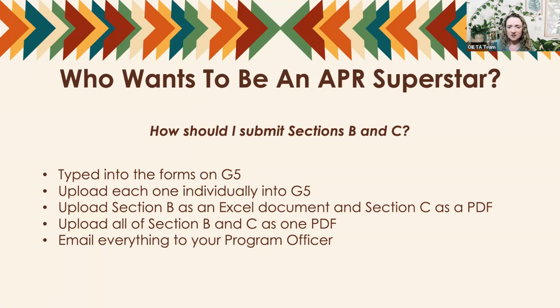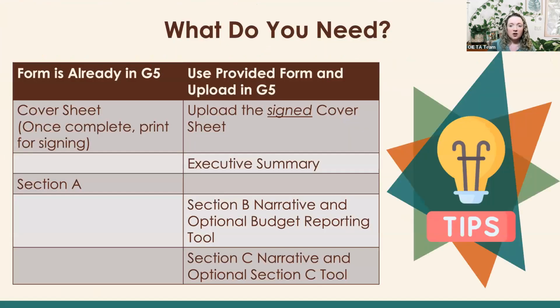And that actually takes me to my last little reminder here, which is, where do I put all this stuff? So just a nice little chart to wrap that up for you. The cover sheet, you're going to do in G5. Then you're going to download it, get it signed, scan or take a picture, and then upload that signed cover sheet back in. The executive summary, you're going to use the form we've provided and then upload it as a PDF. Section A, you're going to do everything in G5. You don't need any forms for that.